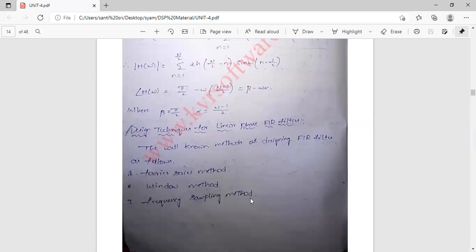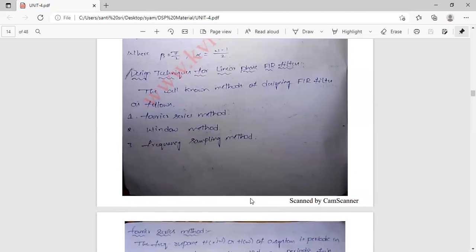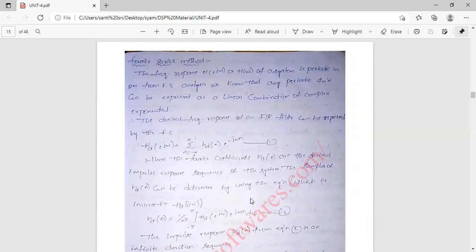Next, design techniques for linear phase FIR filters. The well-known methods of designing FIR filters are as follows: Fourier series method, Windows method, and frequency sampling method. So the first one is the Fourier series method. So what is the Fourier series method?